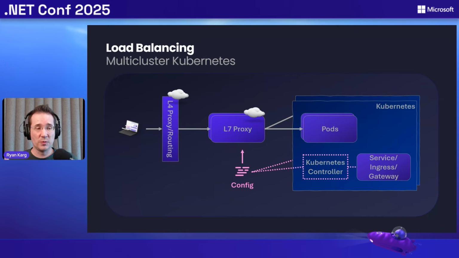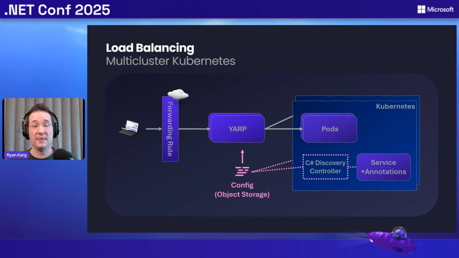And so we were trying options, and eventually around 2022, we heard about this product called Yarp, which is the reverse proxy toolkit. And we were eventually able to come up with a solution that follows a very similar pattern and uses a discovery controller that we wrote and uses Yarp, which we run and manage as our layer 7 proxy in our clusters.